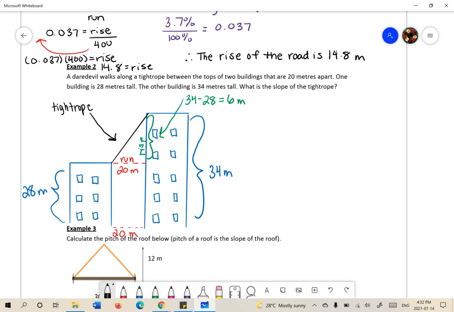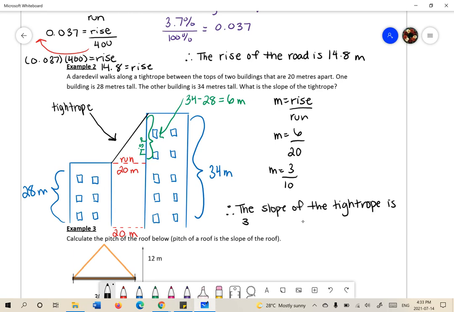Now we can find our slope using our slope formula, rise over run. My rise is 6 and my run is 20. And reducing that to lowest terms, 3 over 10. Therefore, the slope of the tightrope is 3 over 10. Remember to leave your slope in fraction form unless specified otherwise. And remember that slope does not have units.